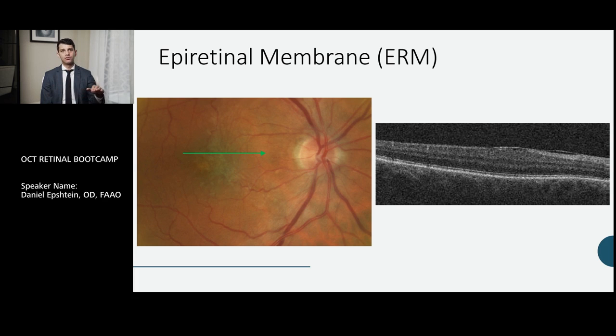Looking at epiretinal membranes, we already saw a few of these, that it's really just a sheet on top of the retina. So it's going to be a fibrous sheet on top of the retina, which is sometimes going to cause traction, or sometimes it could just sort of gently grow on top of the surface.